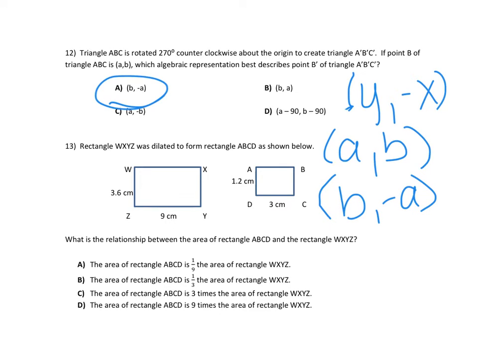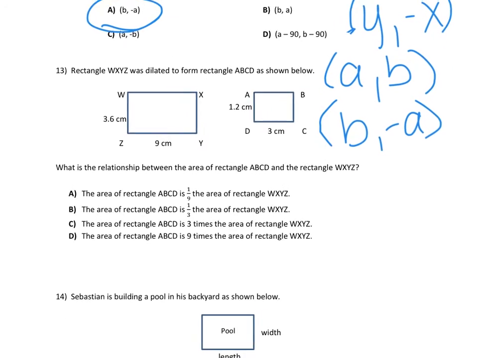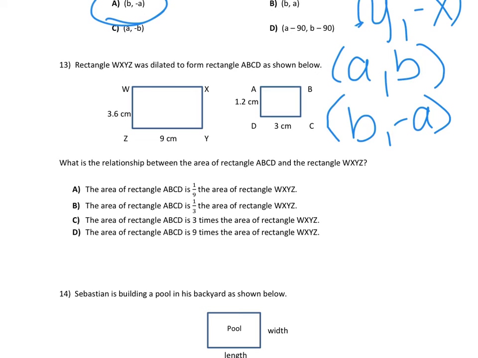Sorry, my pen went out, so now we're winging it. 13. Rectangle WXYZ was dilated to form the next rectangle. It went from this one to this one. It's getting smaller, so we know the scale factor is less than 1. So we mark out C and D. And 3 is 1/3 of 9, and 1.2 is 1/3 of 3.6. So the area of the rectangle is B.